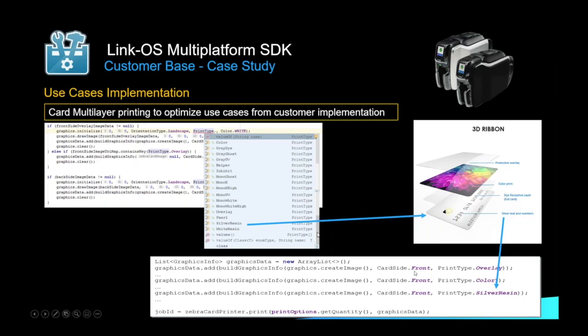When you say card side front, it's basically the front side of the card, and each line of this is one layer that we have simplified. And the overlay, color, silver, resin is each layer that you see here. So if you need more information, again, go to the documentation. The one that you need to implement is the print type. The print type, as you see here, is all of the layers that we can provide depending on the ribbon that we sell in the market.